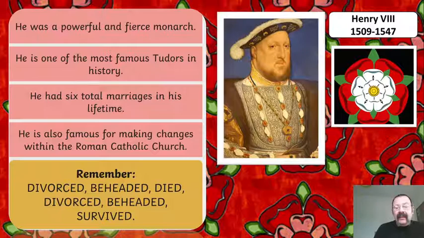And a little rhyme to help you remember what happened to his wives is: divorced, beheaded, died, divorced, beheaded, survived. Okay, so he had 6 wives, and that was what happened to each one of them. So just have a little practice of that rhyme and see if you can remember it, and we'll have a look at his wives as we go through our topic this term. So that's some information about Henry.